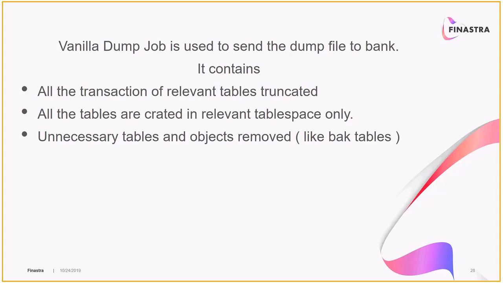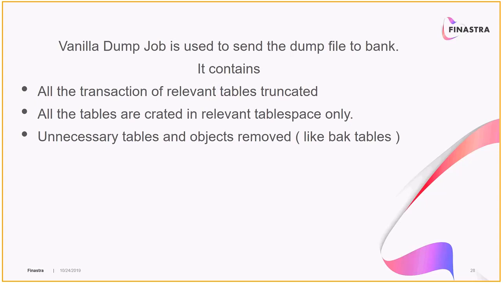So we are just understanding what exactly we do in vanilla. We do the cleanup of transaction data, then we align all the tables into specific table spaces. Then we drop unwanted tables. There might be backup tables with a backup name, or at certain times people might create temporary tables with a temp name or something else. So we check those things, we drop unwanted tables, and with this we say that the vanilla dump is ready.